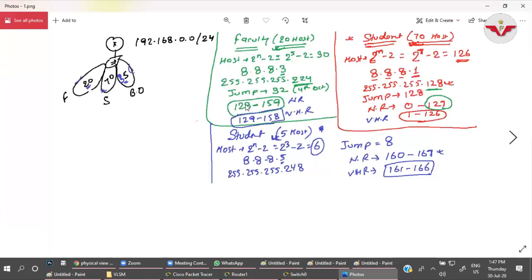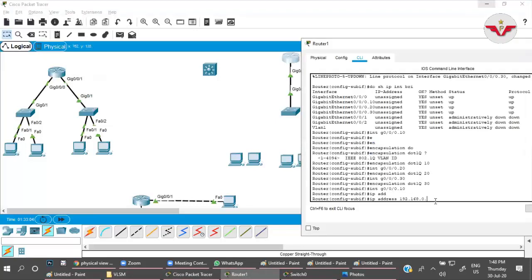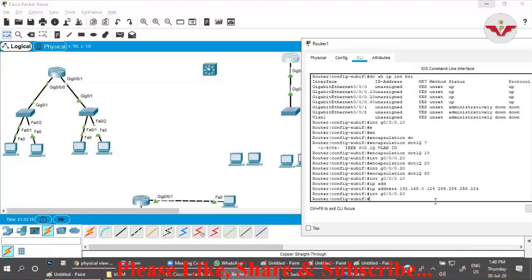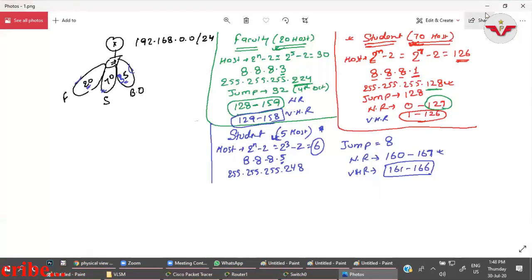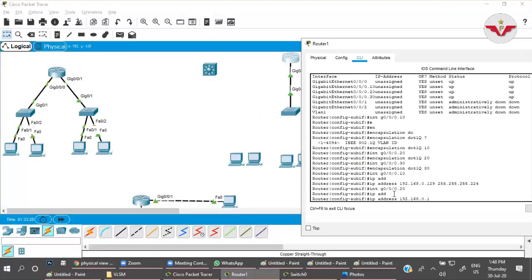For the faculty network, the network was 128 to 159. The first IP I had given to the router with subnet mask 224, so the same I am going to use here: IP address 192.168.0.129 255.255.255.224. Done. Now on the second sub interface, 20, the student network, the network was 0 to 127 with subnet mask 128. So IP address 192.168.0.1 255.255.255.128.